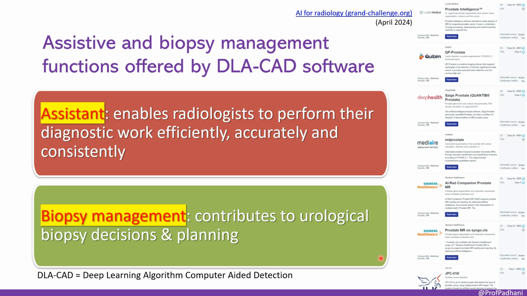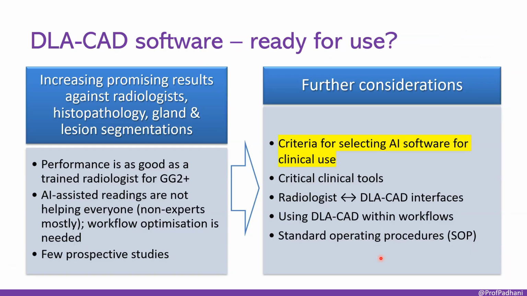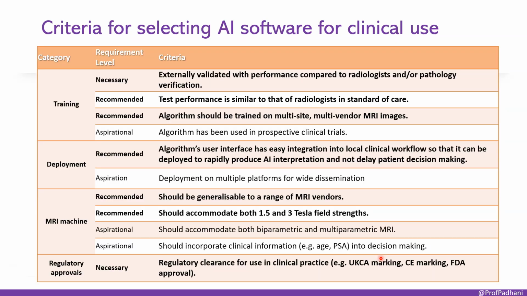Okay, so slide 12 brought in more practical stuff, further considerations based on Sonnekraut's work. Yeah, moving beyond just performance. You need to think about selection criteria, what clinical tools are essential, the user interface, workflow integration, and crucially, SOPs, standard operating procedures. Let's break those down. Slide 13 focused on selection criteria. Necessary, recommended, aspirational. What's absolutely necessary for you?